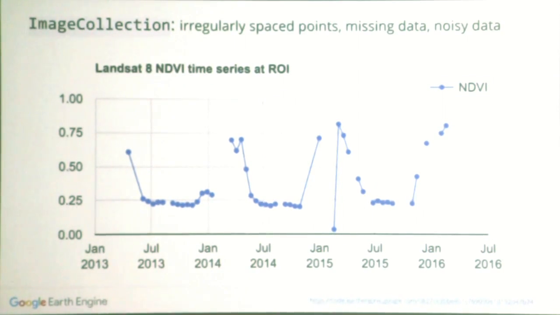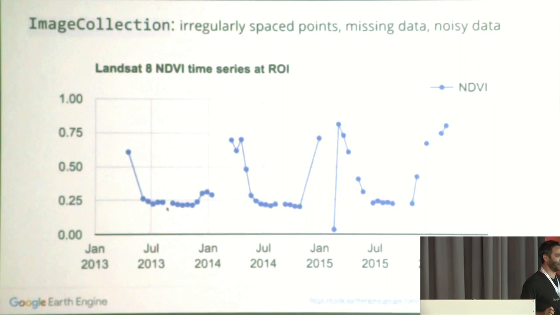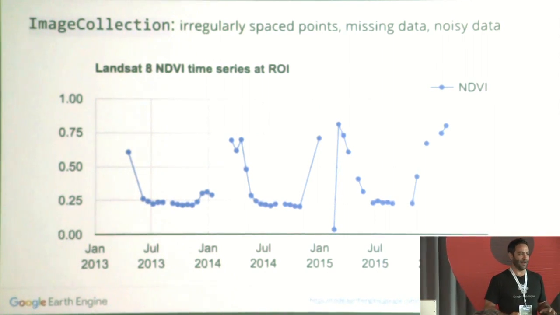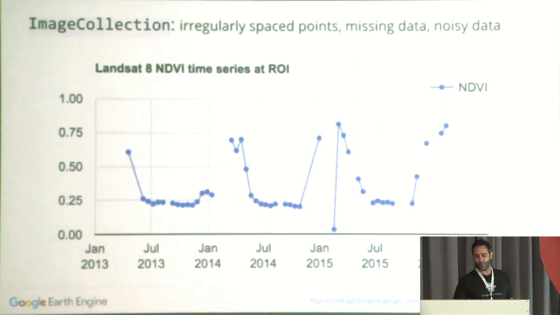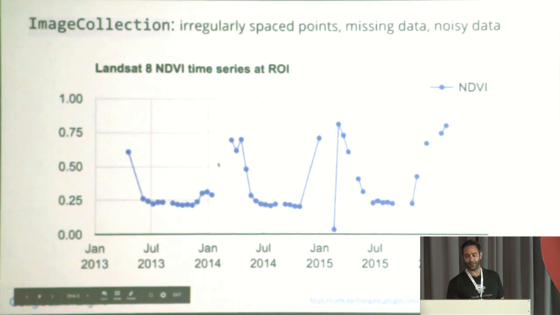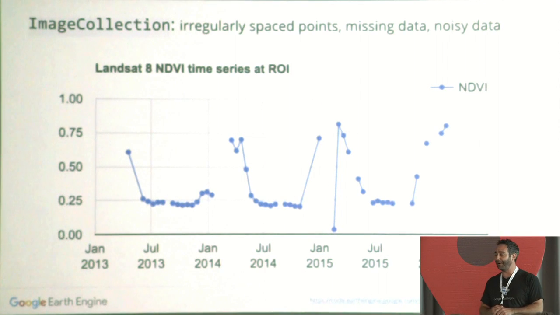Okay, so here is our time series. Landsat 8, NDVI, irregularly spaced points. So this is about as dirty as it gets in terms of how you want to analyze a time series. Irregularly spaced points, there are missing data here, for example, where we've done cloud masking. And there are also noisy data.